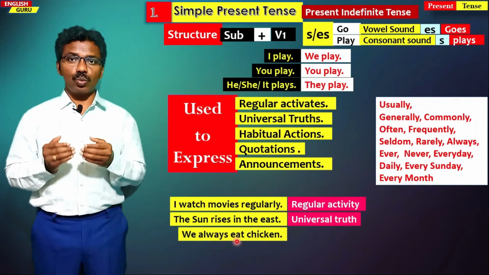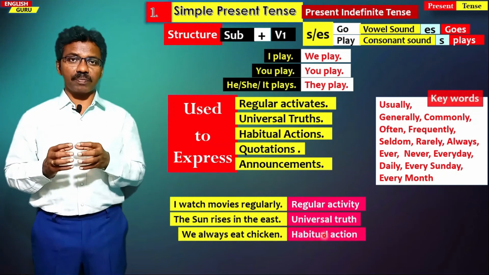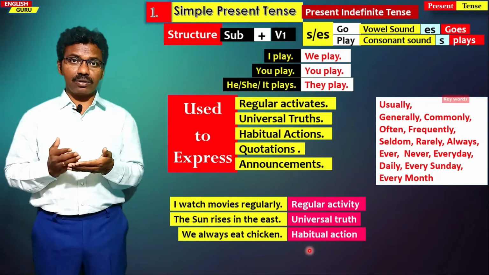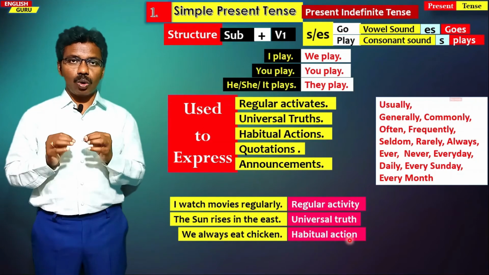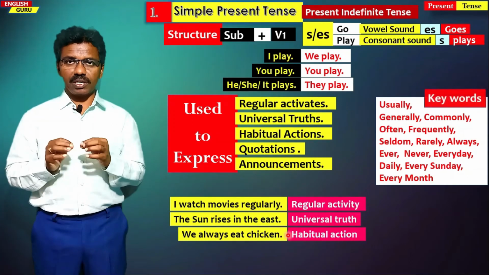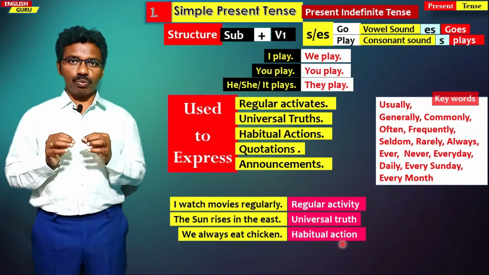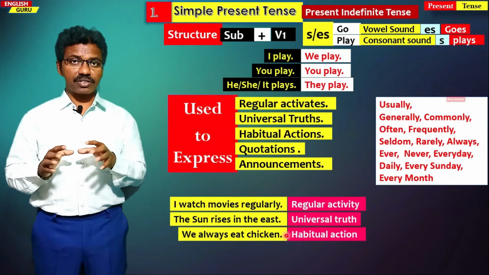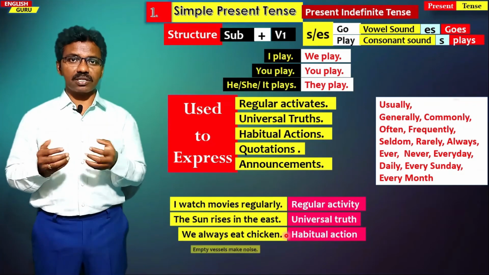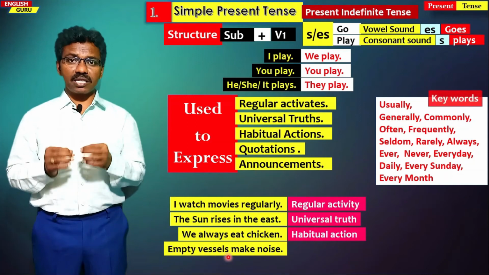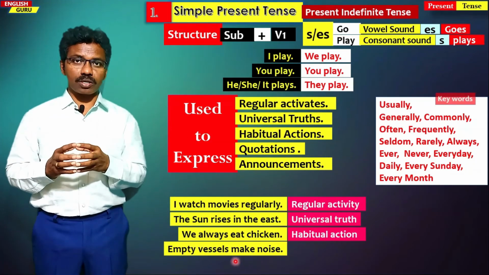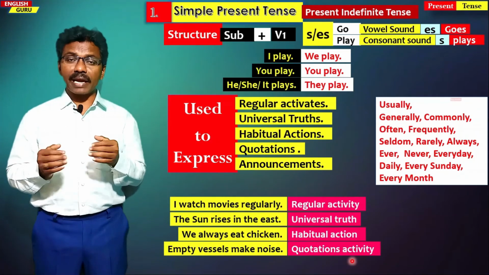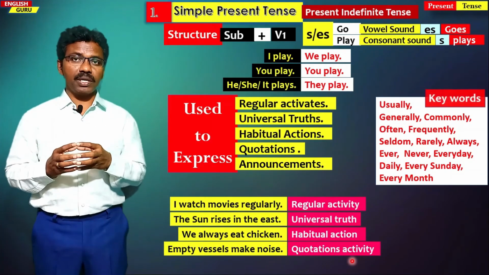In the next sentence, we always eat chicken. It's a habitual action. So all habits, all habitual actions should be in simple present tense only. So, we always eat chicken is a regular activity, a habitual action, so it has to be in simple present tense. In a similar manner, in the next sentence, empty vessels make noise. It's a quotation, a quote, so it's a truth, and so it should be in simple present tense.